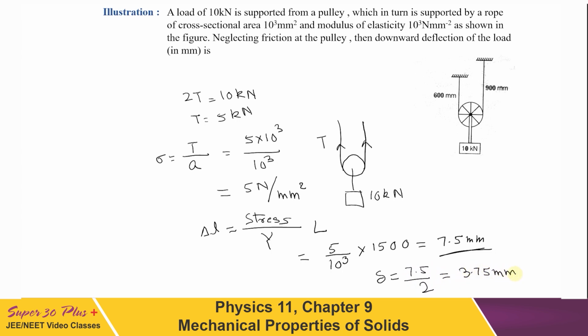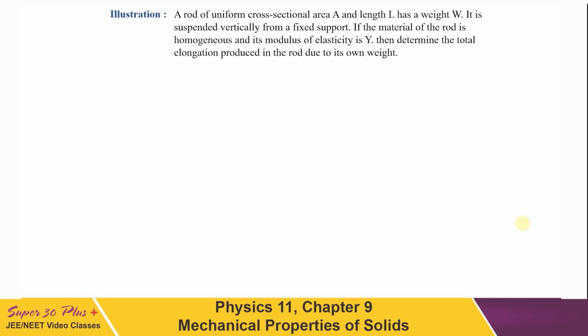One more illustration is there. A rod of uniform cross-sectional area A and length L has a weight W. It is suspended vertically from a fixed support. If the material of the rod is homogeneous and its modulus of elasticity is Y, then determine the total elongation produced in the rod due to its own weight. Okay, let us do this question. If we consider the rod to be hung like this, one of the ends is fixed to a rigid support and this is the length.